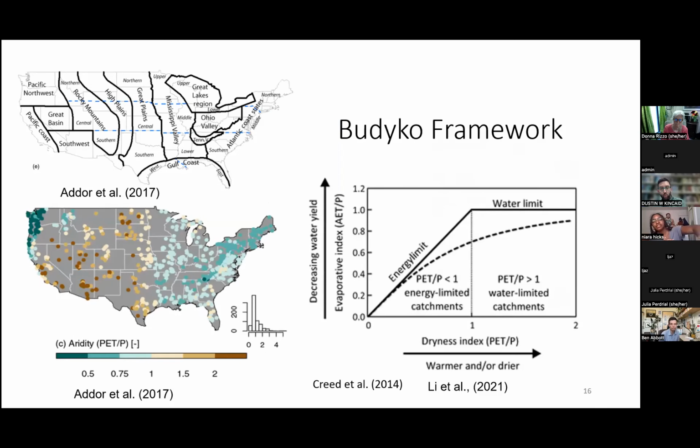So on the top left is just a map showing the different ecoregions across the United States. And the map below that shows the dryness index across the United States. So some areas are more dry than others. And then this diagram on the right is the BDECO framework. And this is basically how I will be determining whether a catchment is considered wet or dry, and then plotting that data on there to show the concentrations of different solutes for different catchments.